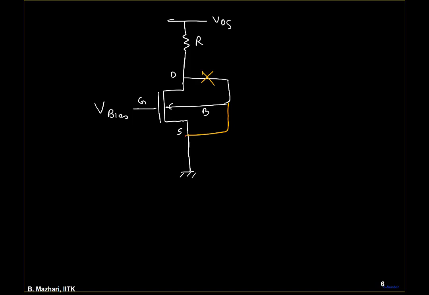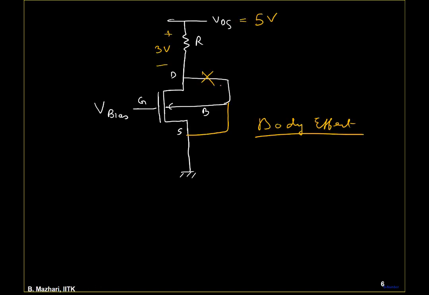Body effect. What is body effect? No, there's something more, something else will happen. Just think about it: say I put 5 volts here, and let's say there is a drop here of 3 volts. So the voltage at the drain is 2 volts. Right? The voltage at the drain is 2 volts.